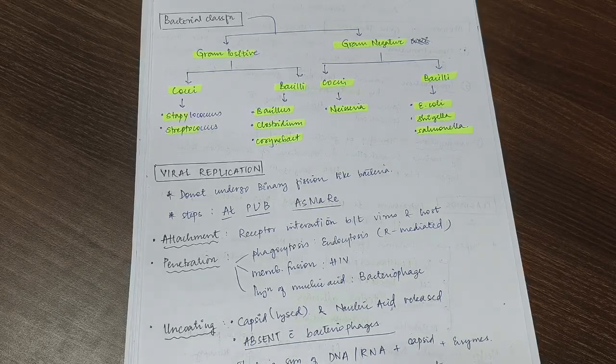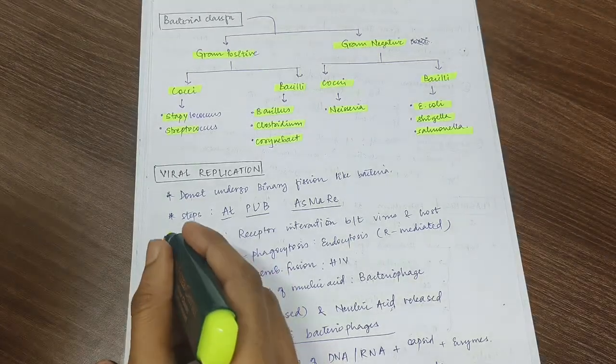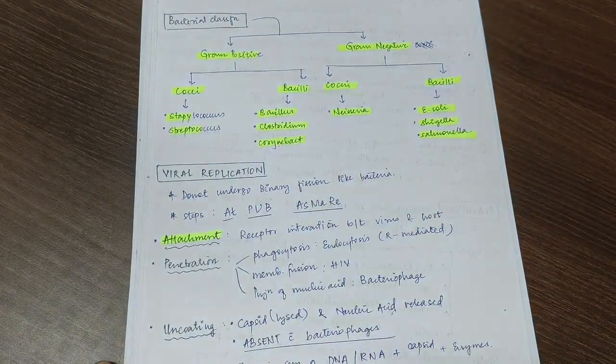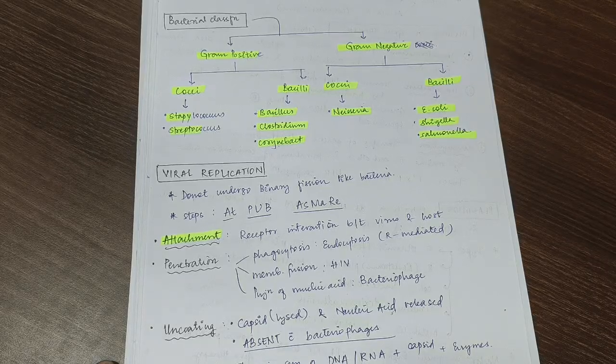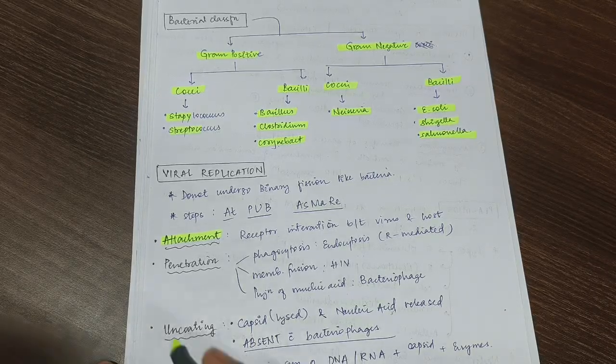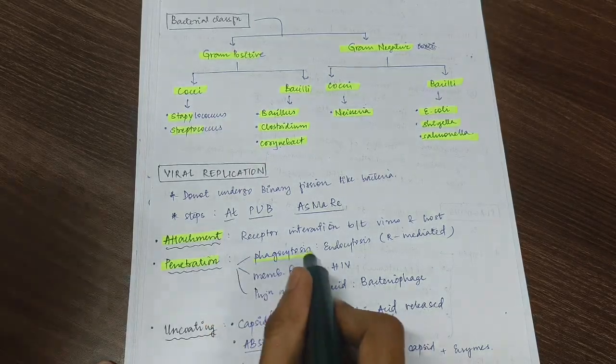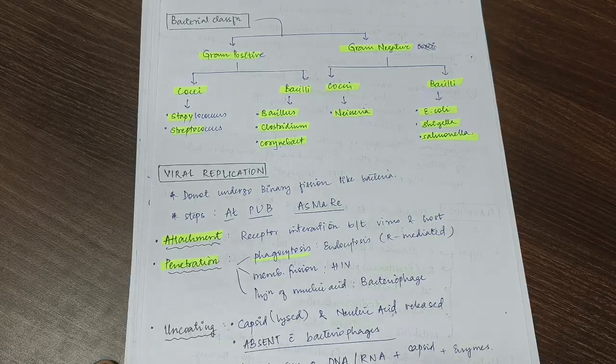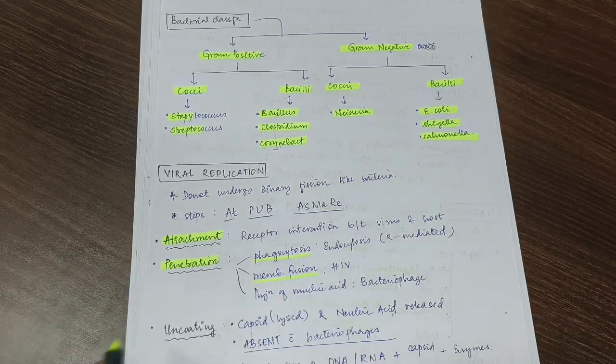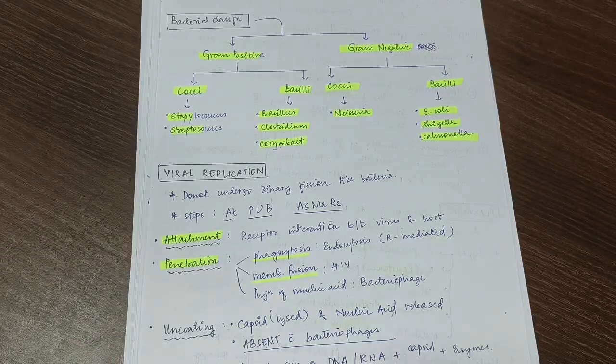At pub. So first, AT is for attachment. The receptor interaction occurs between the virus and the host. Then penetration. What are the subtypes you're going to see in penetration? One is phagocytosis, that is via receptor mediated endocytosis, the virus enters inside. Then membrane fusion of the membranes of the virus and the host, that is seen in case of HIV.